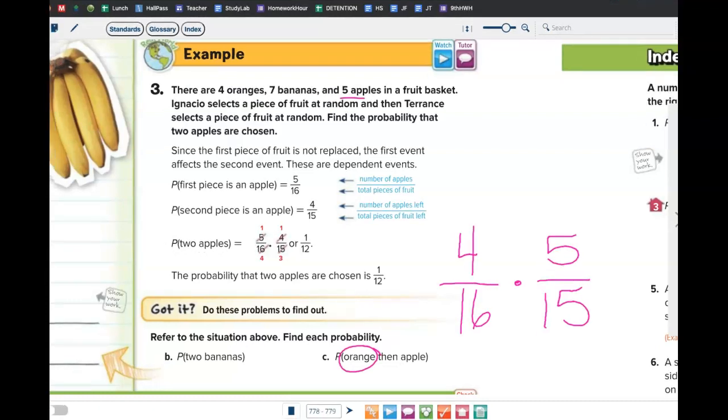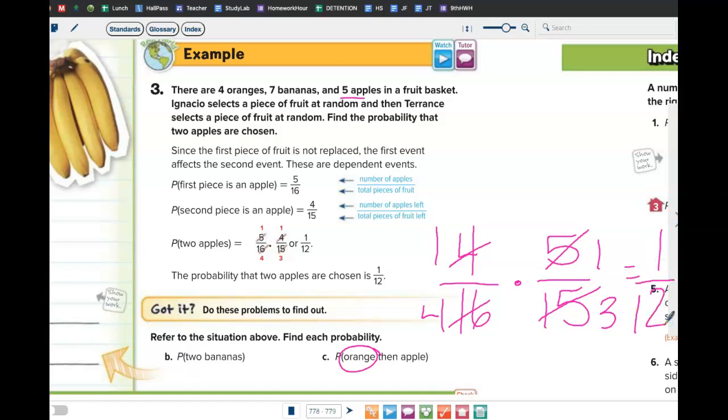Okay, so how can I simplify? Up and down. Up and down, yes. So I would divide the 4 and the 16 by 4. So 4 divided by 4 is 1. 16 divided by 4 is 4. Okay, where else could I reduce? 5. Okay, 5 divided by 5 is 1. 15 divided by 5 is 3. Okay, so now I have 1 times 1, which is 1, 4 times 3, which is 12.